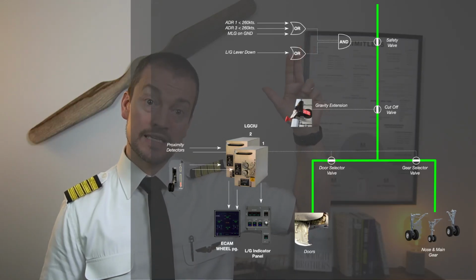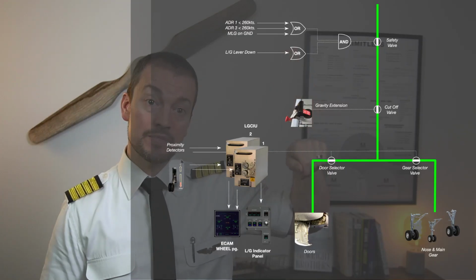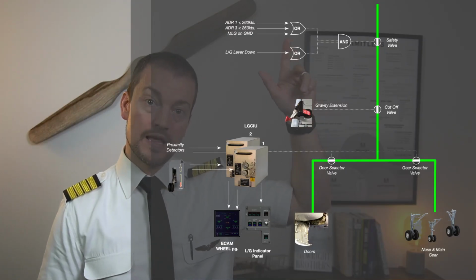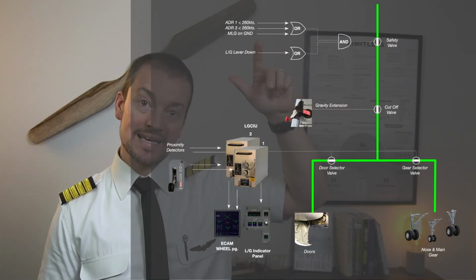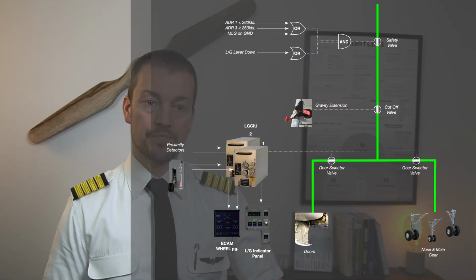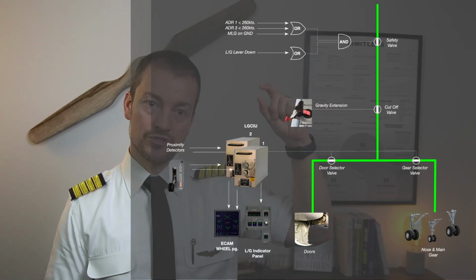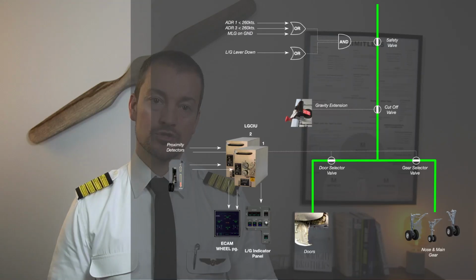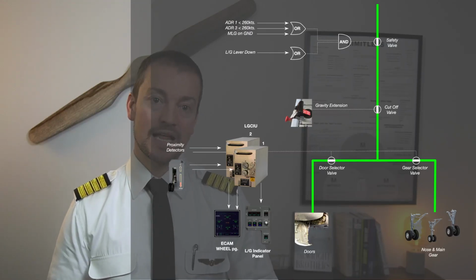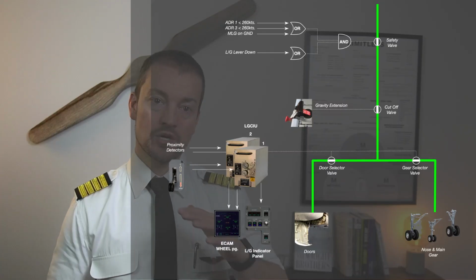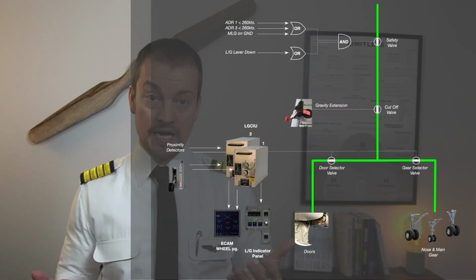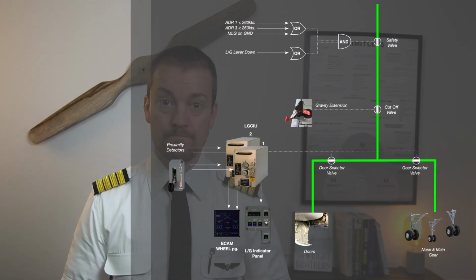First, the landing gear lever. The landing gear lever can be set to up or down. Then, the main landing gear on ground. These are proximity sensors, weight on wheel sensors on the main landing gear that tell whether or not the landing gear is compressed or not, and hence whether or not the aircraft is on the ground or not.